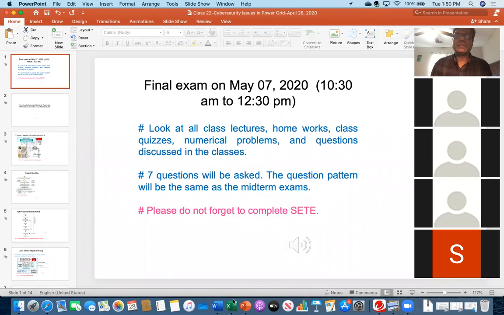Yes. You see the first slide is final exam information. As you can see, your final exam will be held on May 7th. Just keep in mind the time is different, not the class time. It is from 10:30 a.m. to 12:30 p.m. This is the university allocated time.